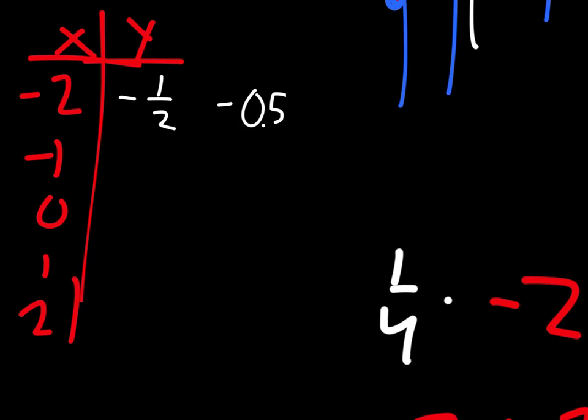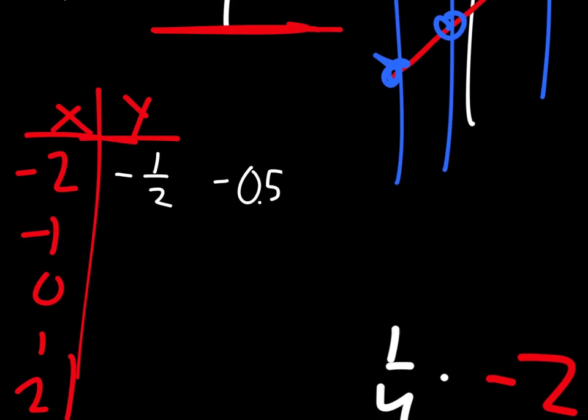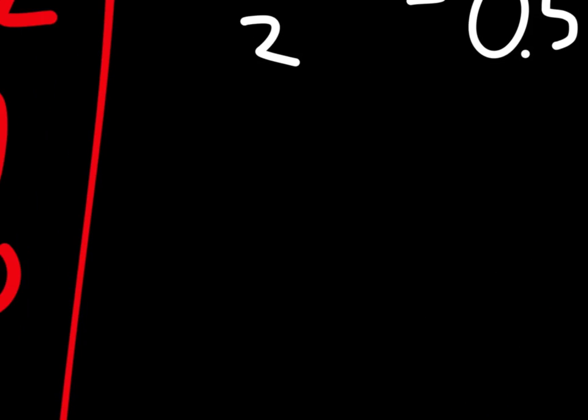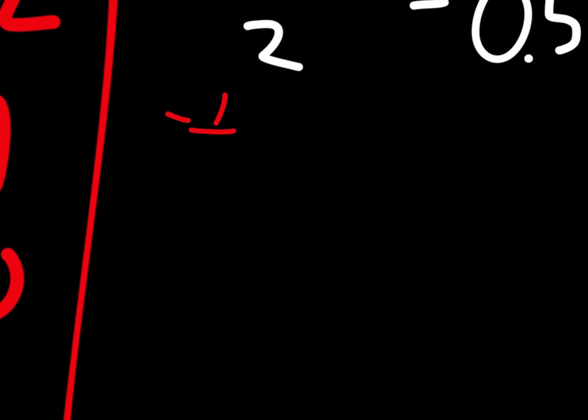Okay, let's do the next one. We know that -1 times a fourth is just going to make it -1/4, which is also -0.25. Let's go back.